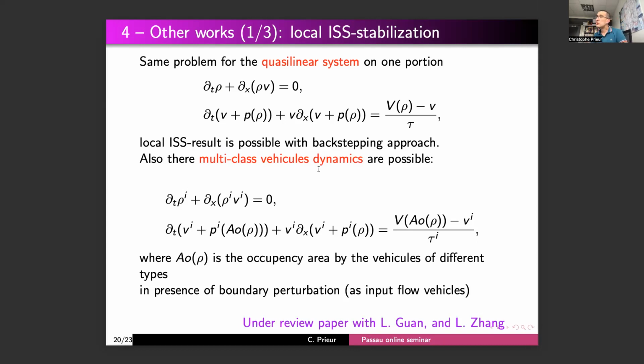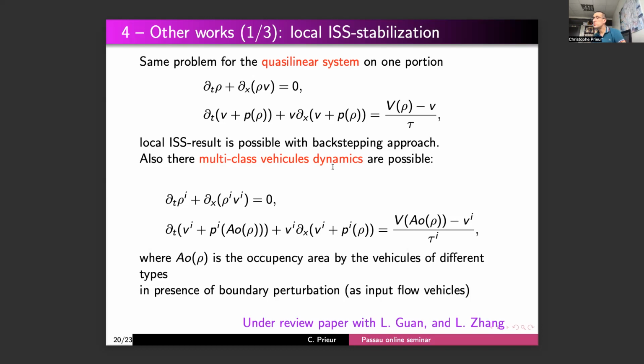To be more precise, we have dealt with input to state stability of the quasi-linear system by using a local approach. And we have done that with multi-class vehicle dynamics. Multi-class vehicle dynamics has also been introduced very well in the book of Yu and Miroslav Krstic. This is when you have to deal with the dynamics coming from cars or from trucks.